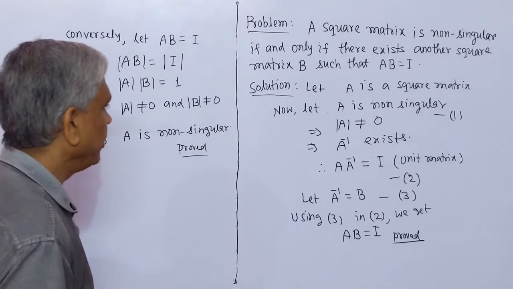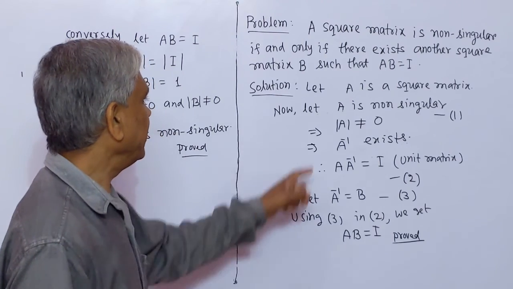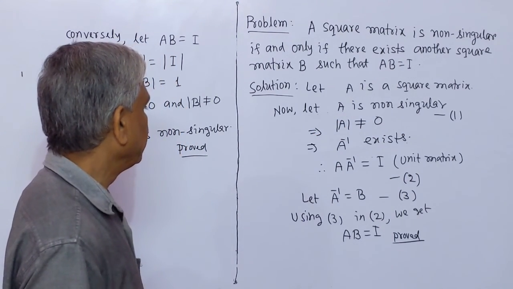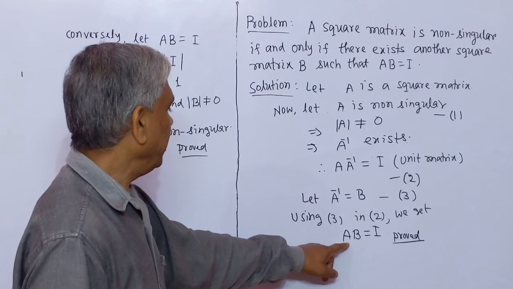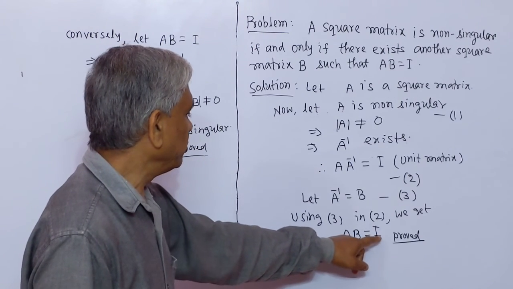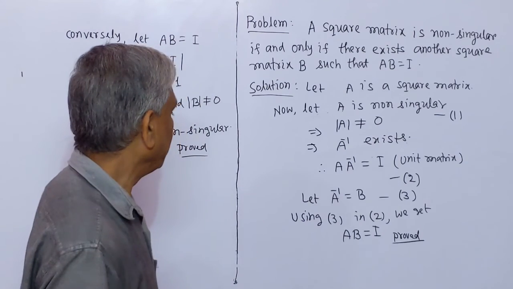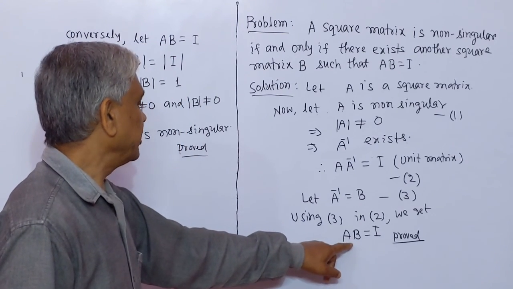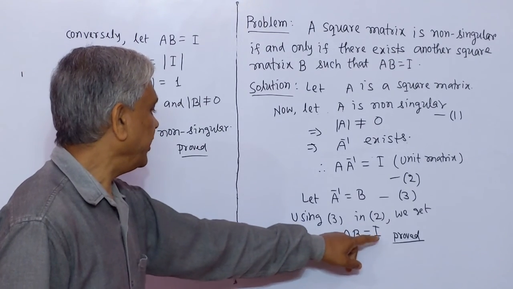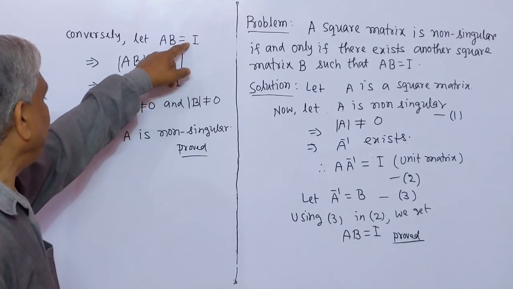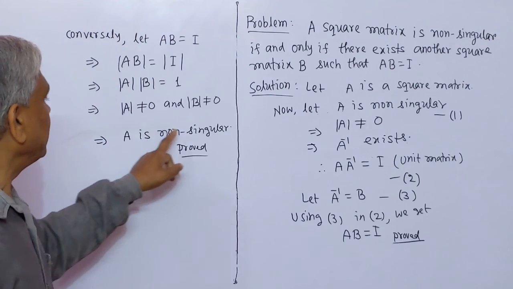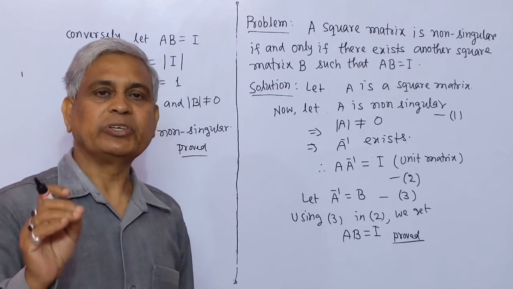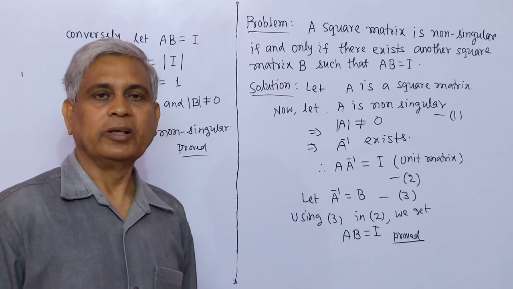So, when we assume that A is non-singular, then A multiply B equal to identity matrix. And when we consider AB equal to identity matrix, then we prove that A is non-singular. Therefore, necessary and sufficient condition proved.